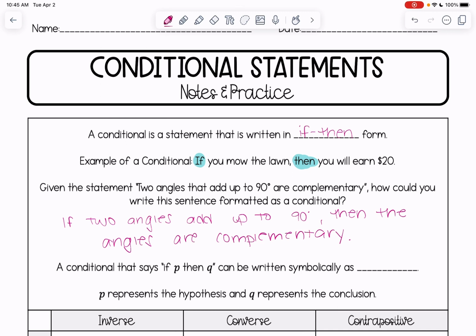A conditional that says if P then Q can be written symbolically as, so the symbol for a conditional is an arrow pointing to the right. So P and Q are basically kind of like a variable, a symbol that we could use to represent different sentences or different statements. So if we're saying if P then Q, we would put P then the arrow, Q, and that would indicate that we have a conditional. P represents the hypothesis. That's the part we're saying if it's true, and Q represents the conclusion.